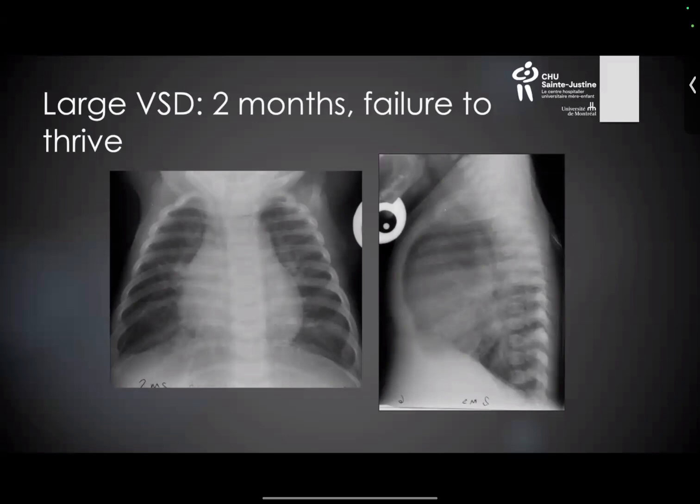You have another case of a 2-month-old baby coming for failure to thrive, and he had a large VSD. So what do we see here? You have hyperinflation of the lung, slight cardiomegaly, but not that much, and you have those increased arterial vessels, which were secondary to the left to right shunt, secondary to the VSD.